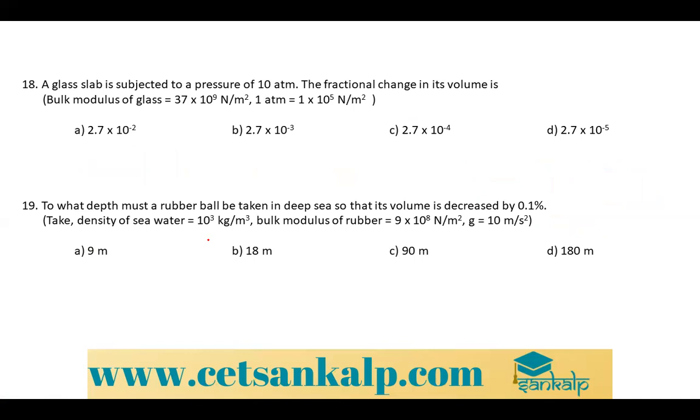A glass slab is subjected to a pressure of 10 atm. The fractional change in its volume is... the fractional change in the volume. Okay, we have the formula B is equal to P divided by delta V by V. So what I need is delta V by V. So delta V by V is equal to P by B, which is 1 into 10 to the power 5 divided by 37 into 10 to the power 9.